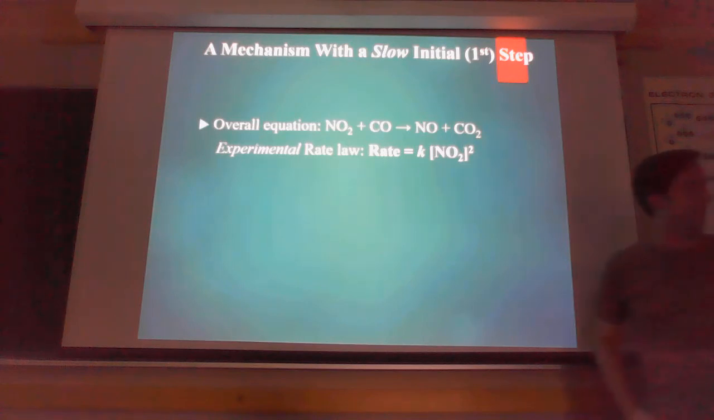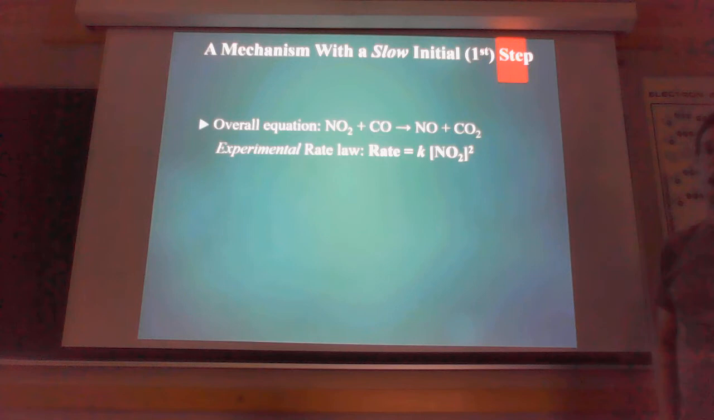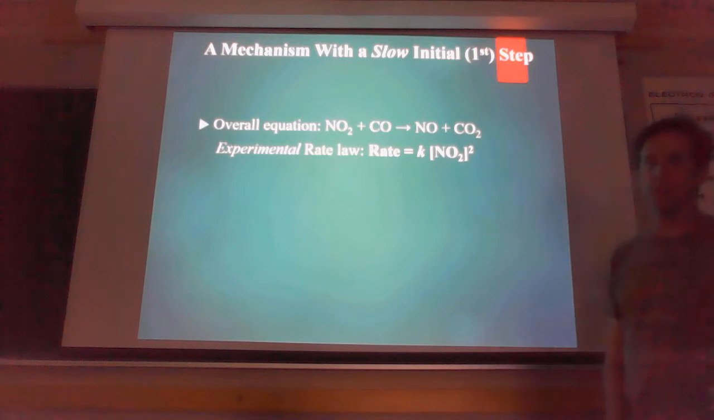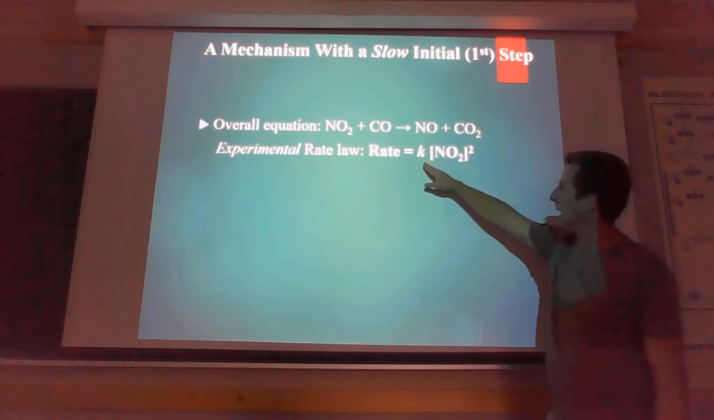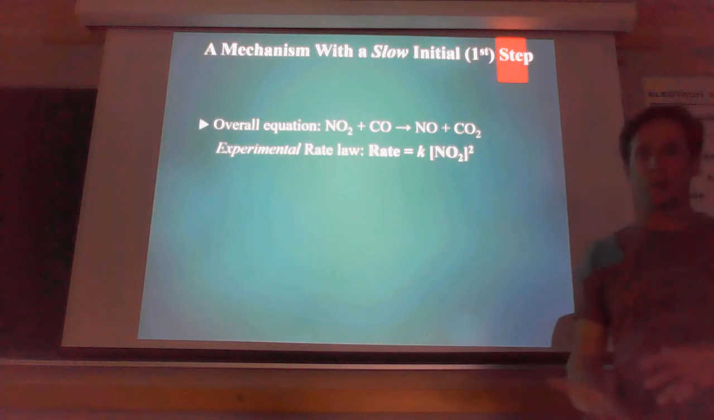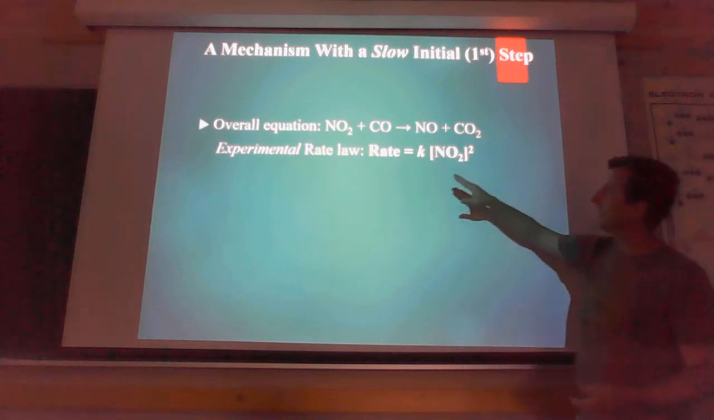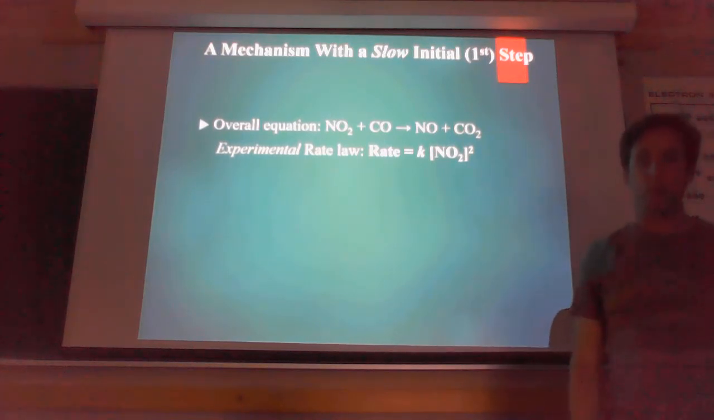So, first example, if I look at an overall reaction, I have NO2 plus carbon monoxide yields NO plus CO2. Let's say we go to the lab, we do some experiments, and maybe by the method of initial rates, we determine that the rate law for this reaction is rate equals k times [NO2] squared. So the NO2 molecule is second order, and since the other reactant CO doesn't even appear in the rate law, that means it must be zero order.